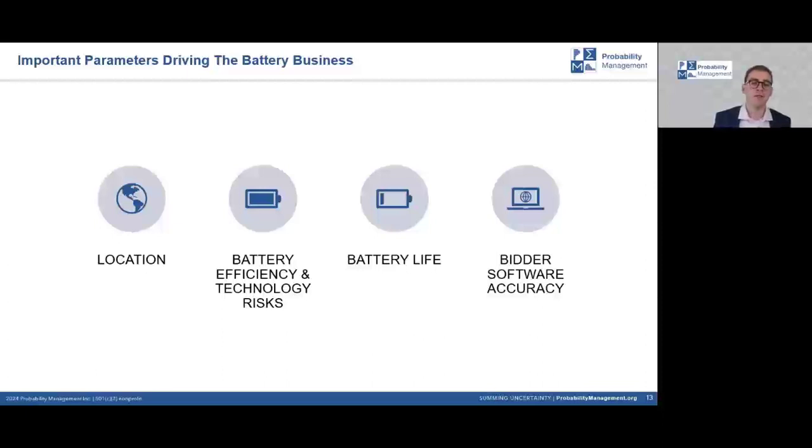Lastly, your business success is greatly influenced by how well your software is capturing the highest and lowest energy prices in the day. An increase of only 1% in this accuracy will boost the success of your business.